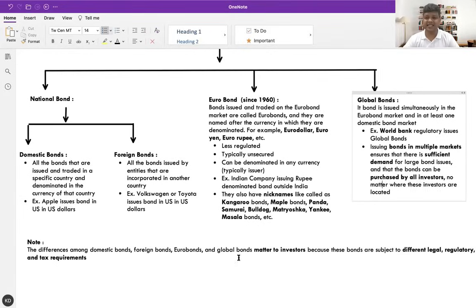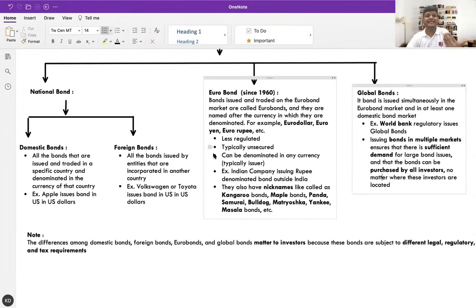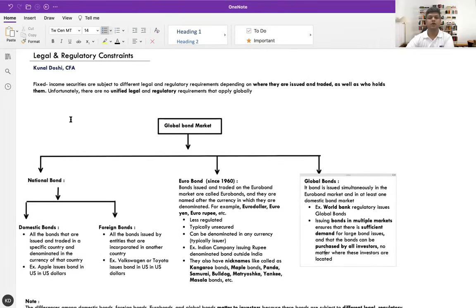Now, why does this distinction matter to me? It matters because my taxes, regulations and laws are going to be different based on where the bond is issued, where the issuer is from, and where the investor is from. Based on that, you probably need to consult an expert to understand the implications for your bond. Clear, everyone? National bond, Euro bond, and global bond. Does anyone have any doubts? No? Okay.